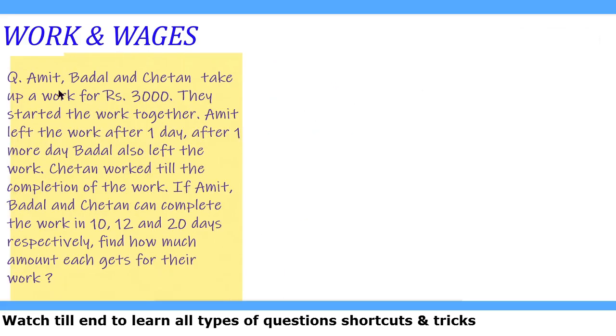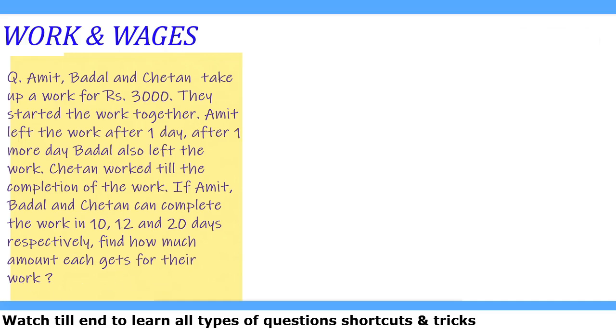The next question is, Amit, Badal and Chetan take up a work for rupees 3000. They started the work together. Amit left the work after 1 day. After 1 more day, Badal also left the work. Chetan worked till the completion of the work. If Amit, Badal and Chetan can complete the work in 10, 12 and 20 days respectively, find how much amount each gets for their work.